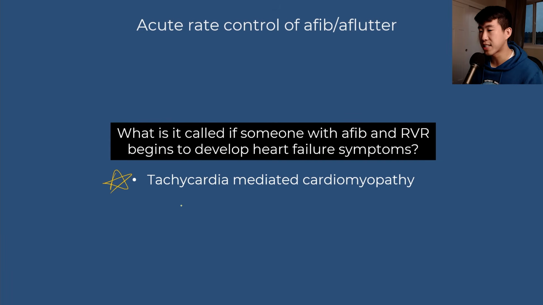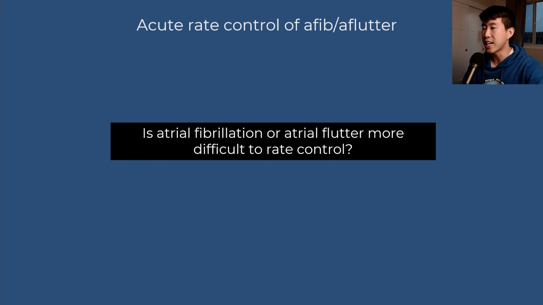What you should know is this takes several weeks for this to actually occur. So if somebody's in AFib with RVR and their heart rate's like 110, 120, and you can't get their rate down for a few days, it's not going to be a huge problem. They're not going to develop heart failure symptoms from that. But if you leave them in AFib with RVR for a longer period of time, then they may develop heart failure.